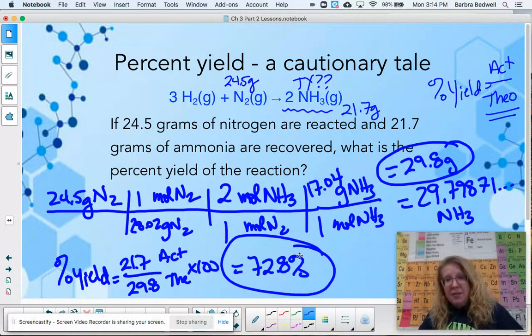Again, it's definitely different. You can't just grab the two numbers that are in the problem. You have to read the problem. Make sure you know that both of those numbers are part of the product. If you have a reactant and a product, that means you have to do stoich first to figure out your theoretical yield of product, and then you can do the percent yield.